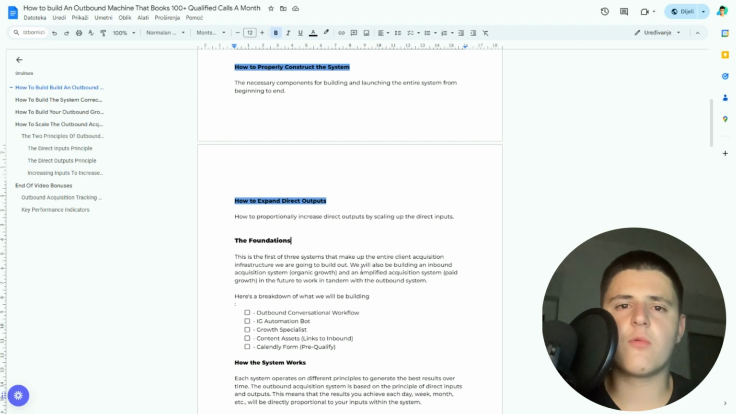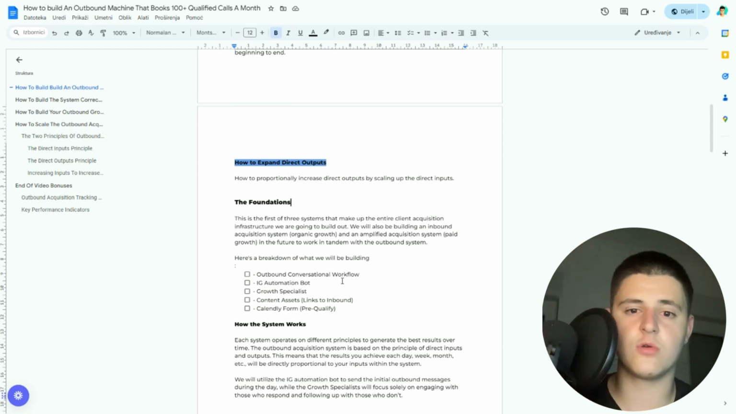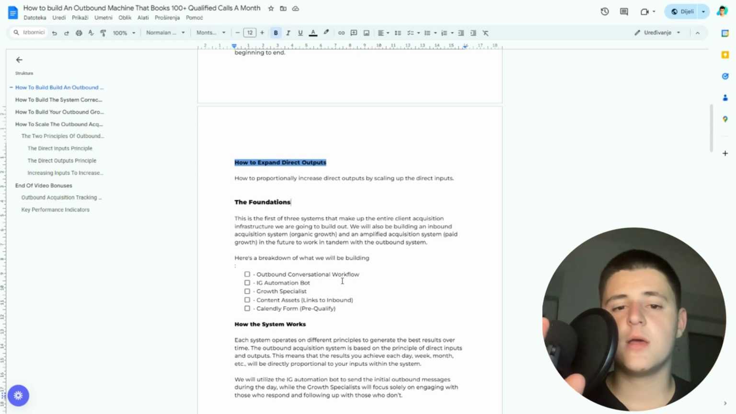Here's the breakdown of what we are actually building. We are building the outbound conversational workflow. I'm going to give you the exact system on how to use an IG DM bot that is going to send messages automatically without you doing anything, and you can also use the SOPs and show them to your growth specialist. And I also made the whole SOP on how to hire the growth specialist.